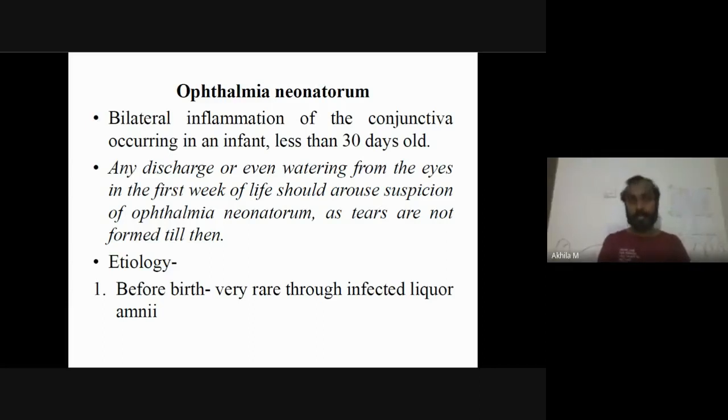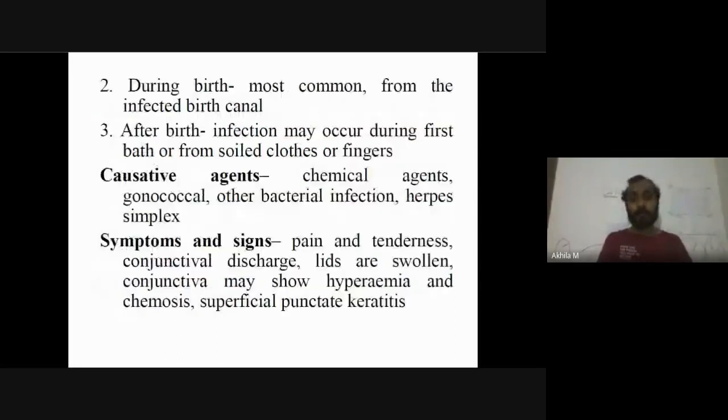There are different etiological factors before birth, during birth, and after birth. Before birth, there may be an infection from the amniotic fluid; the conjunctiva is infected from the liquor. That is the before-birth factor. During the birth, there is a chance of getting some infection from the birth canal. And after the birth also, due to contaminated fingers and contaminated clothes, the child will get some infection. So before birth, during birth, and after birth are the etiological factors for ophthalmia neonatorum.